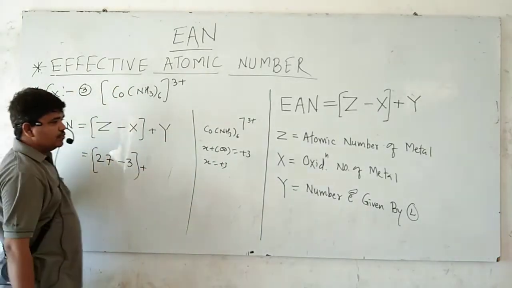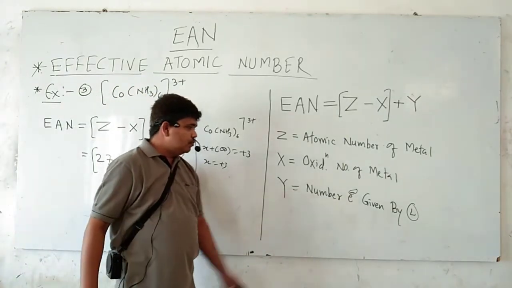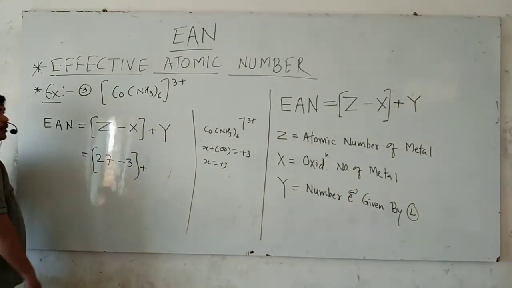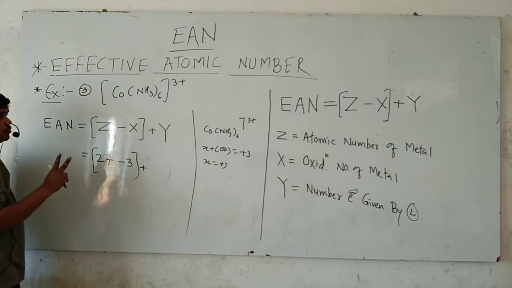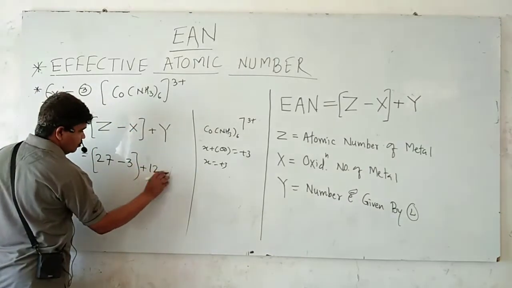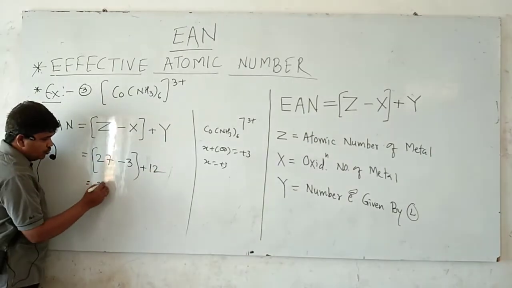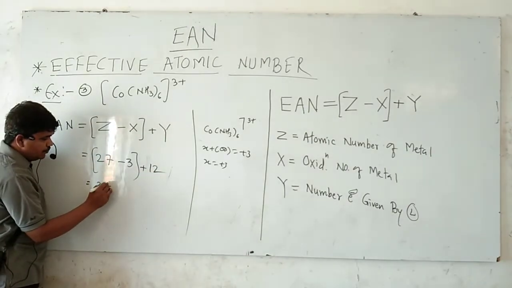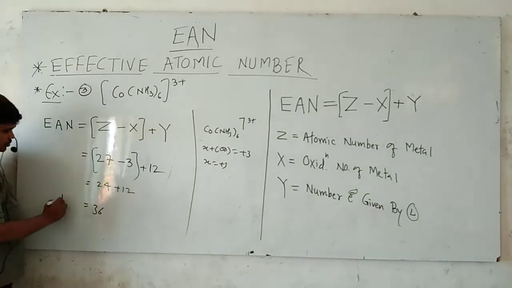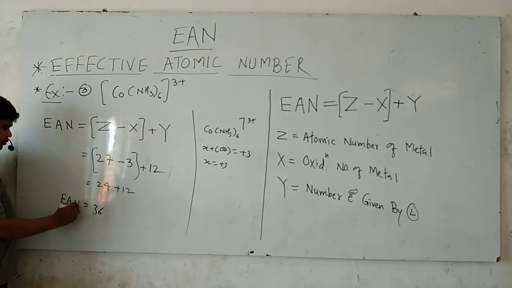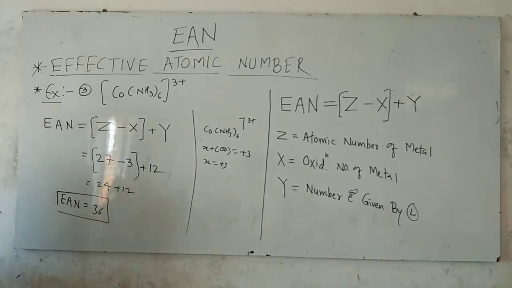Plus Y. What is Y? Number of electrons given by ligands. Each NH3 gives 2 electrons, so 6 NH3 will give 12 electrons. So 27 minus 3, 24, plus 12, 36. So effective atomic number of this complex is 36.